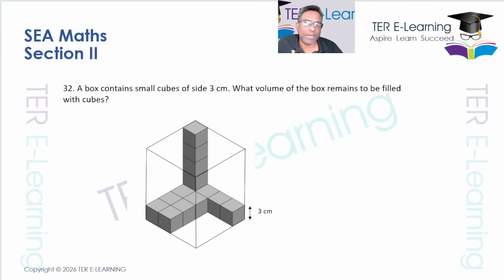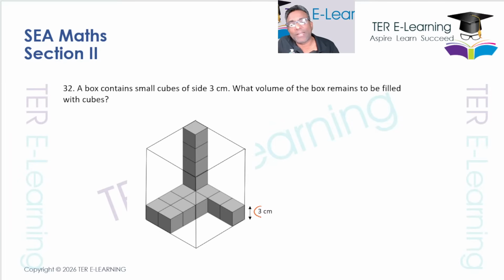In this question here, a box contains small cubes of side 3 cm. What volume of the box remains to be filled with cubes? Normally we see questions where we have some cubes inside a box, and we need to figure out how many more cubes are required to fill the box. But in this case, what I'm asking for is the volume of the box that remains to be filled with the cubes. So the first thing we need to do is figure out the total volume of the whole box.